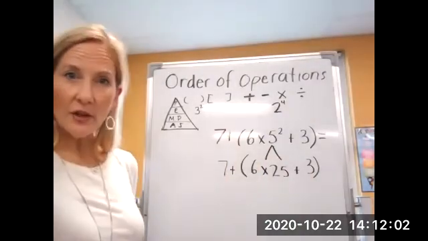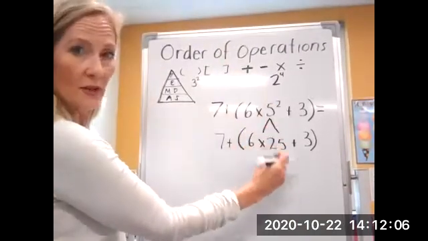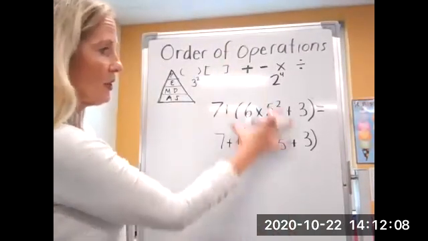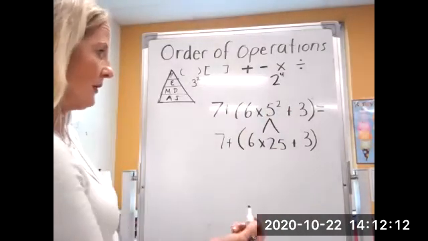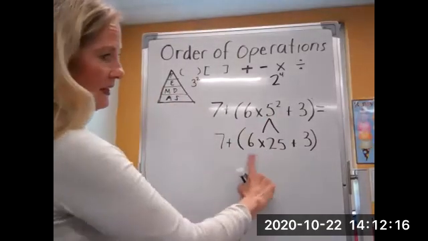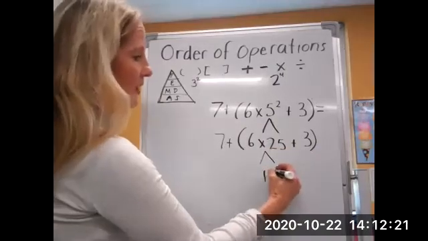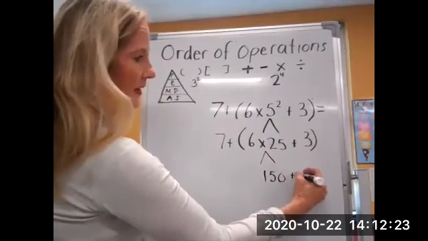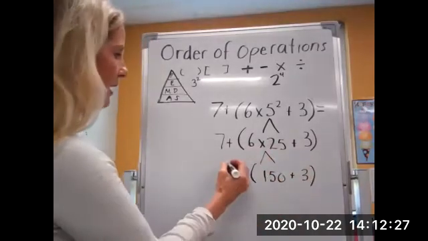What I want you to focus on during this lesson is finding a strategy as you simplify your problem. Some way that you're going to show that you're bringing it down and simplifying it so you don't forget any of the components. Next would be multiplication or division. I see multiplication first. 6 times 25 is 150. Bring down that plus 3. It's still within parentheses because it's not all the way solved.